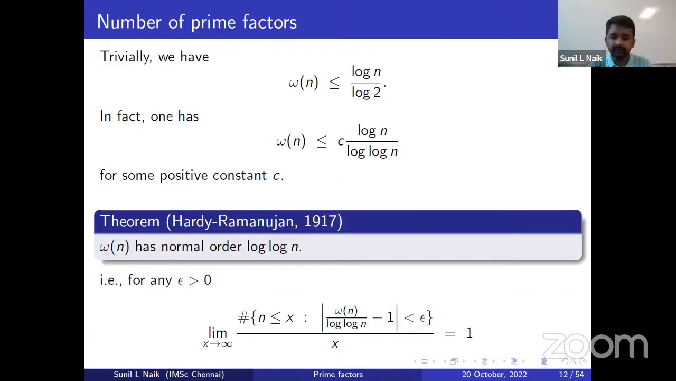That is, for any epsilon positive, the ratio of the integers n less than or equal to x such that the absolute value of omega of n divided by log log n minus 1 is less than epsilon, divided by x, goes to 1 as x tends to infinity.